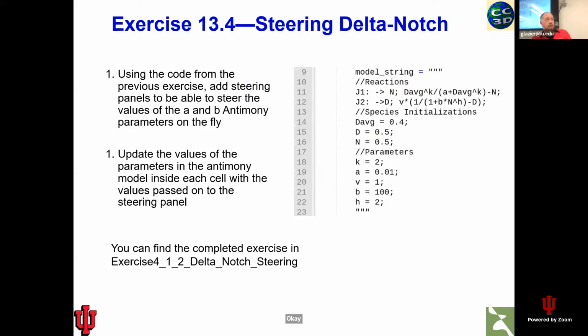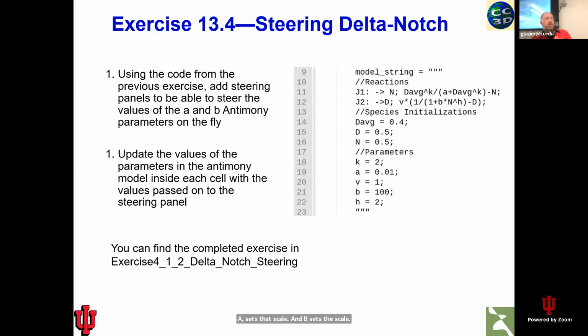So what we'd like to do now, and here it says use the code for the previous exercise, which we didn't do. So maybe I have to be a little bit careful here. And I'll show you the code so you don't have to invent it for yourself. We're going to add steering panels to change the values of A and B in the simulation. Remember that in our delta notch, we had A and B. A and B set the scale at which delta is inhibited by notch, or notch is inhibited by delta. A sets that scale. And B sets the scale, I got exactly backwards.